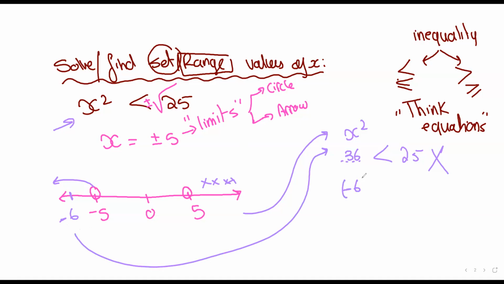-6 all squared. Please always remember to put negative numbers between brackets. -6 power 2 is -6 times -6, which again is 36. Is 36 less than 25? No, 36 is not less than 25. So these also, no, they do not satisfy the inequality.